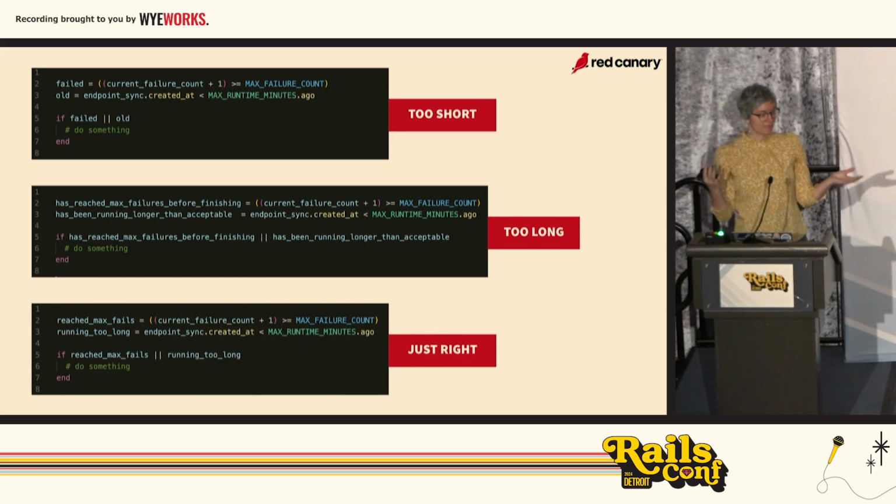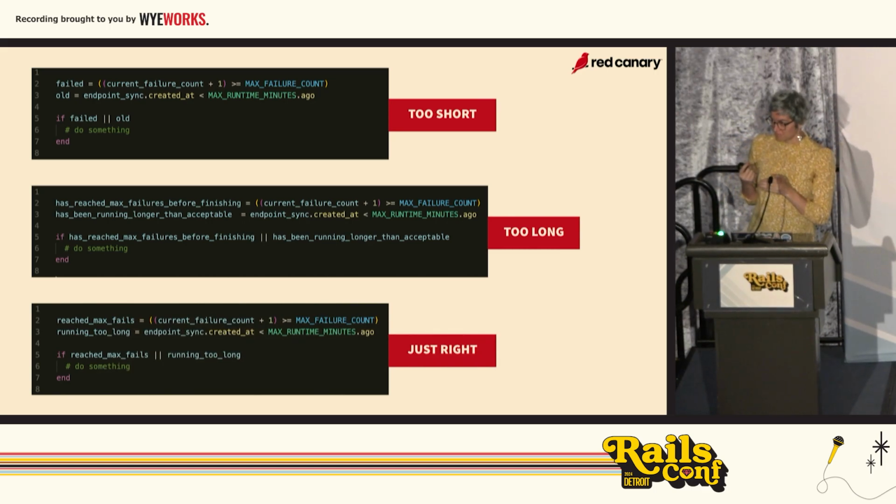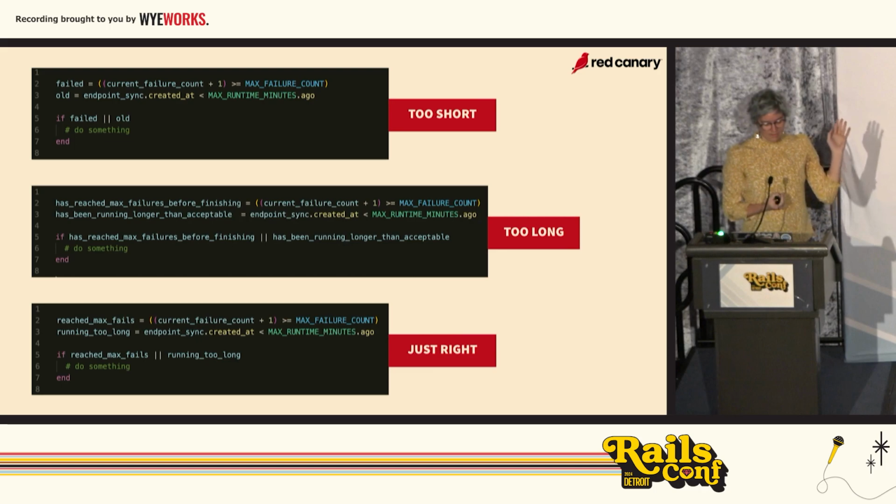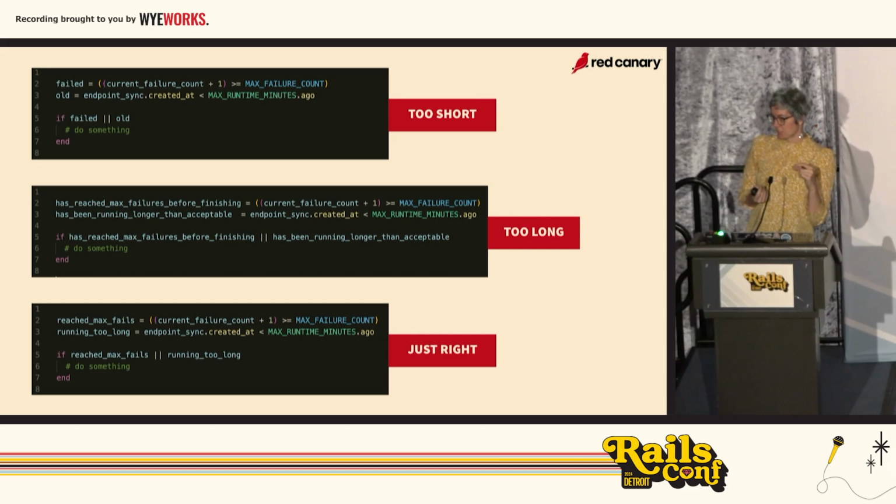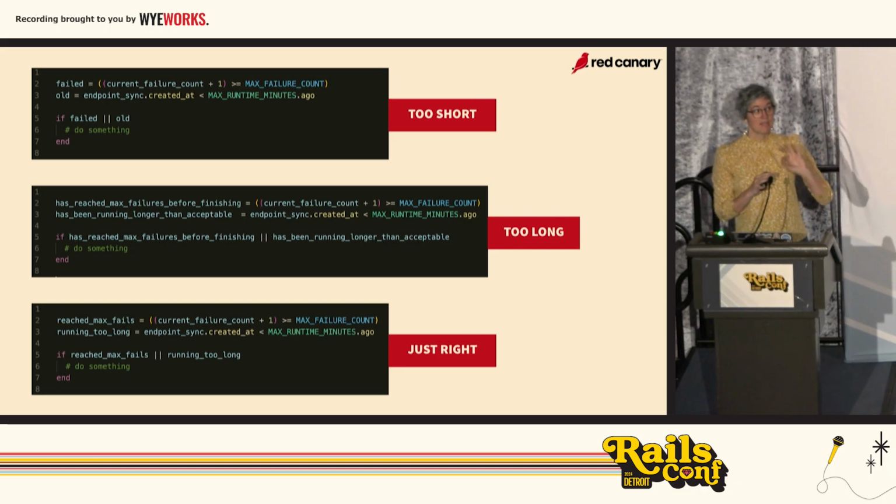And here's a good example, right? Reached max fails, and running too long. It's telling us the key details that we need for each of these conditions that we're checking, but it's not giving us more information than we need. So really finding, again, that balance between making it clear what you're capturing without writing a novel.